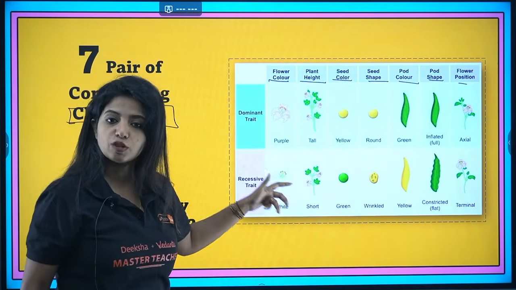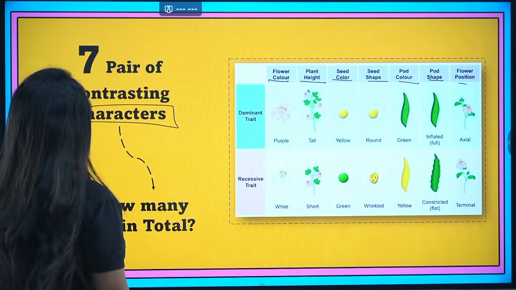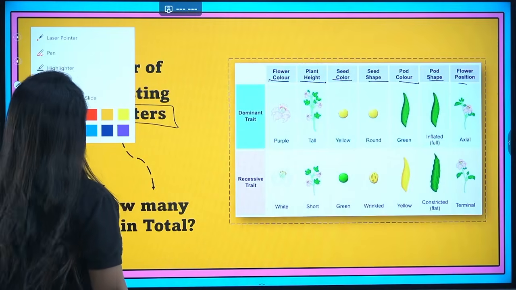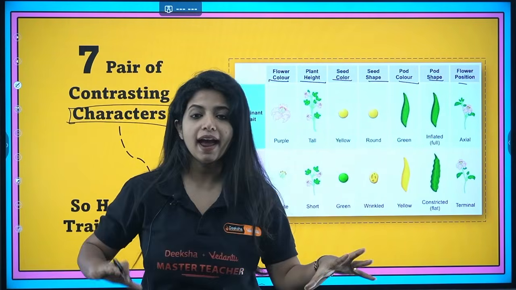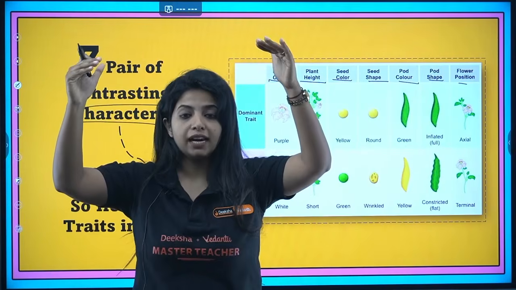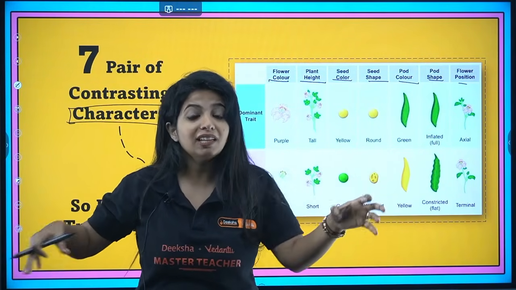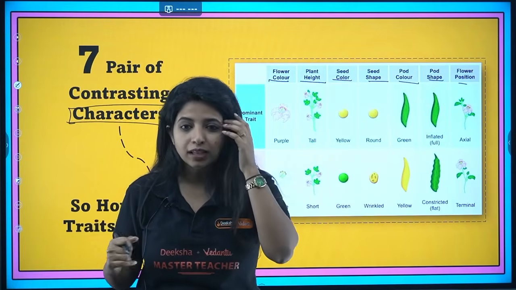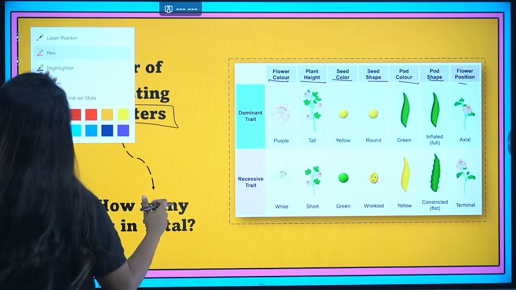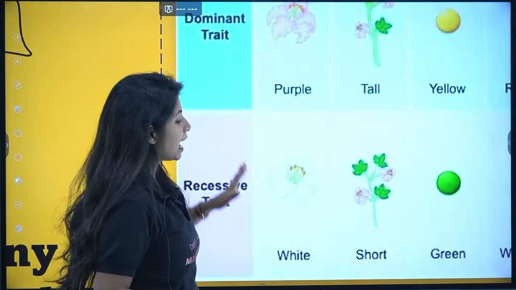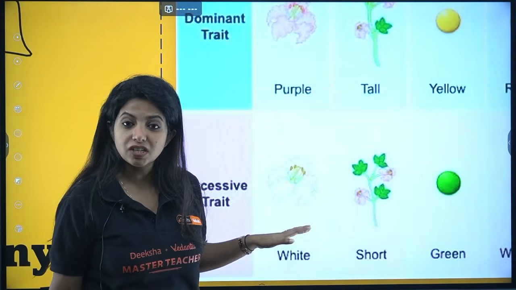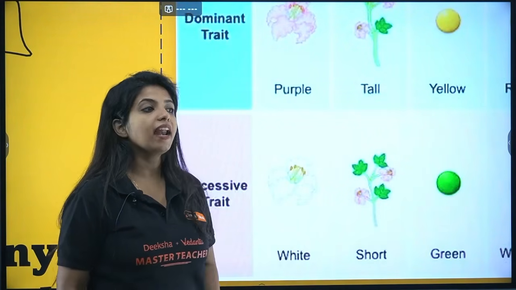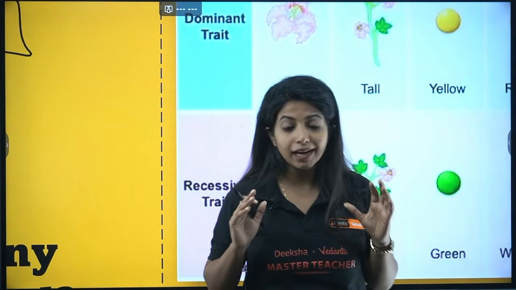In these characters which he studied, there were certain traits also. So character, for example, when I say height, I have tall and dwarf. Height is a character. Tall and dwarf is what? The types of this particular character. I call them what? Traits. What do I call them? Traits. So over here for flower color, he had purple and white. Aren't these contrasting traits? Yes, my dear children. And basically with the help of these traits, he got a better conclusion.